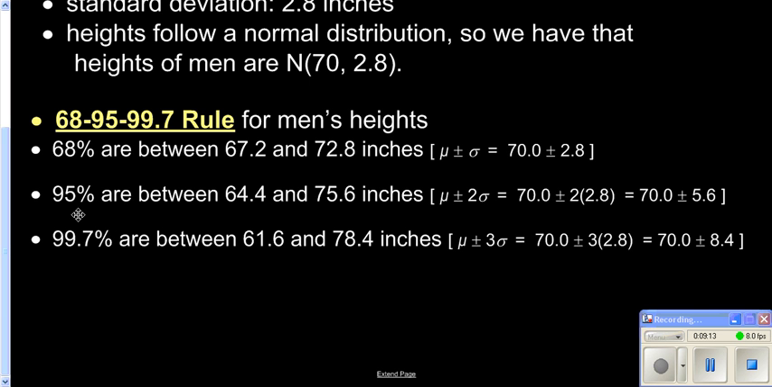95%, you know, is two standard deviations. So you take your mean and add and subtract two of those standard deviations. So 95% of all the men in that age range are from 64.4 to 75.6 inches tall. And then we also have 99.7%, which is three standard deviations on each side.